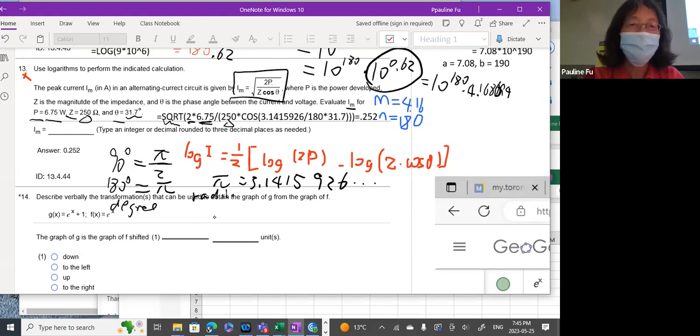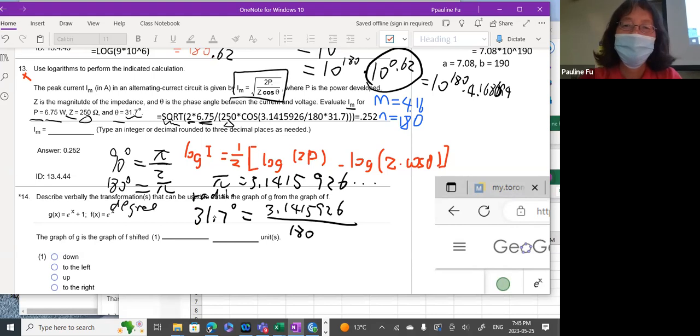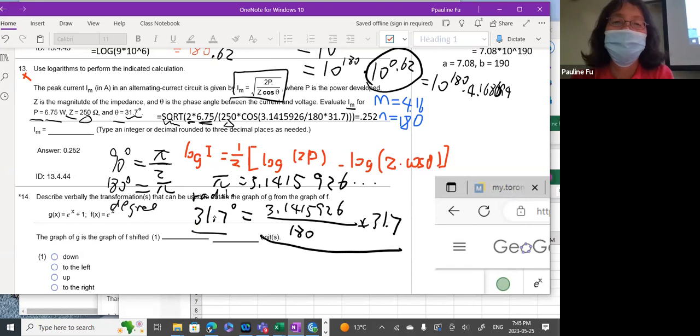So 31.7 degrees equal to 3.1415926 divided by 180, times 31.7. You need to change degrees to radians. So this is how you come up with this one. Just typing exactly what you see here, you get 0.252.